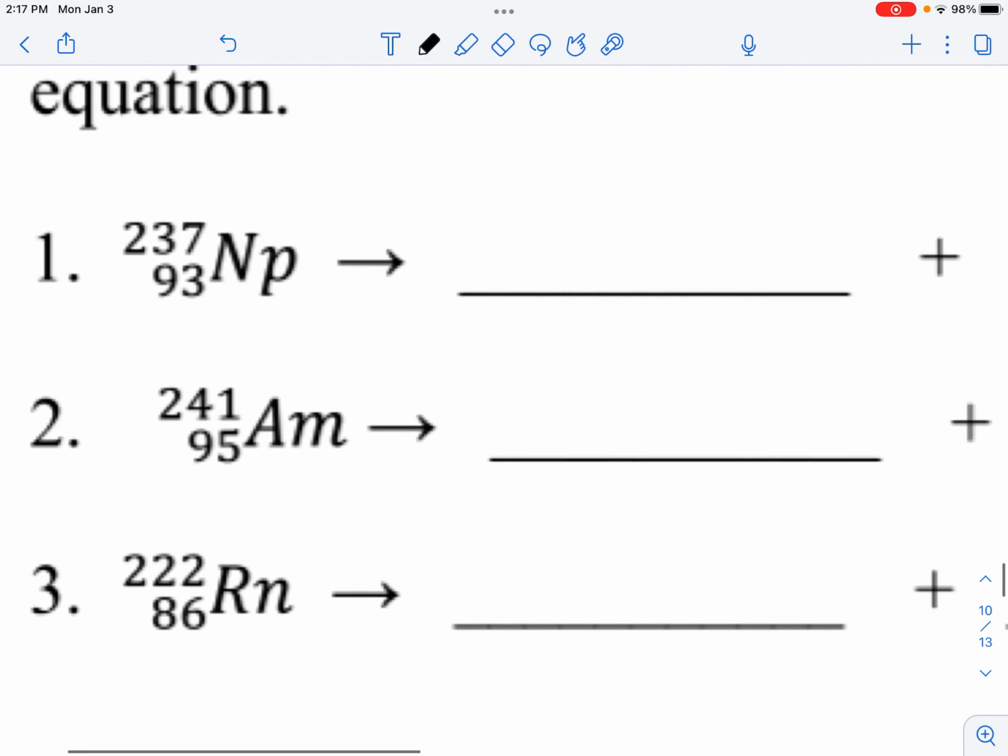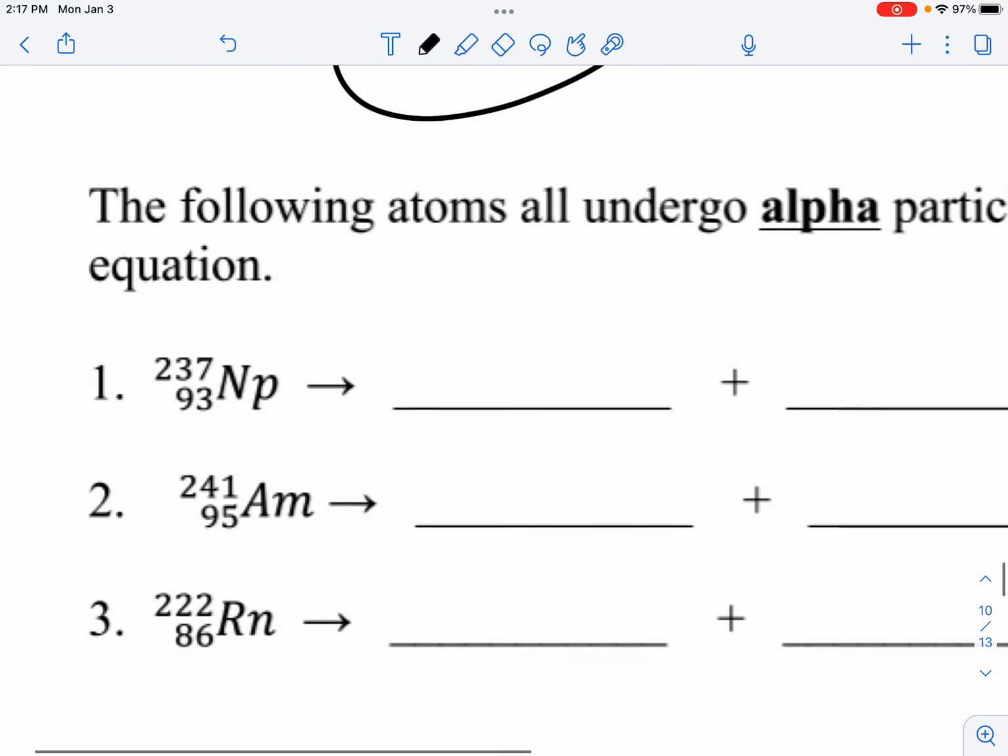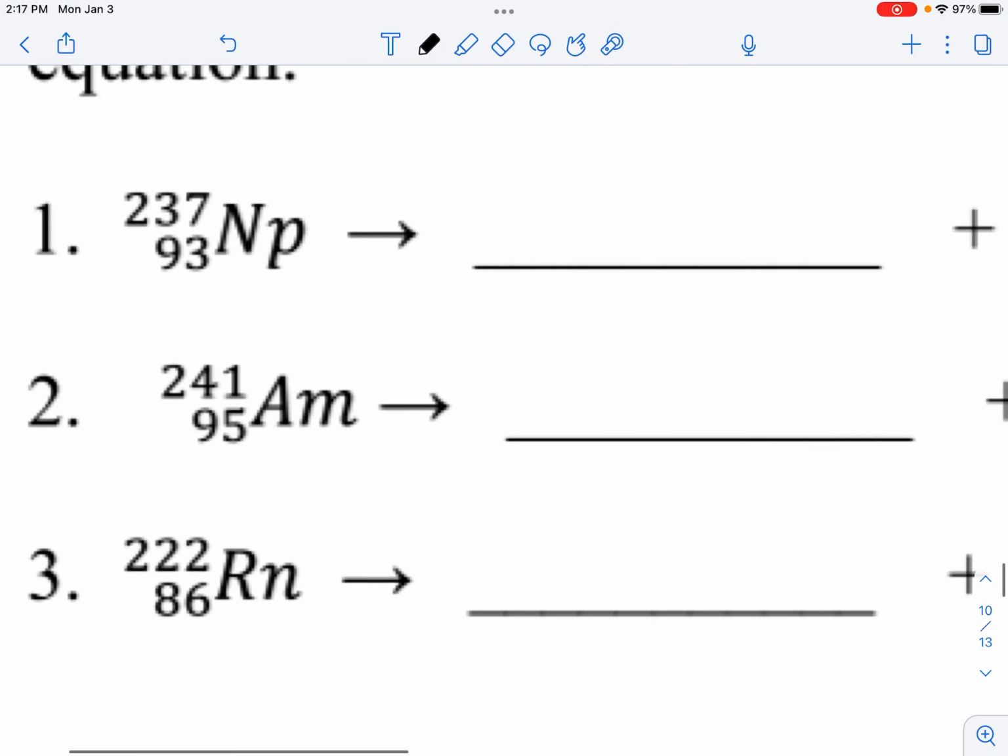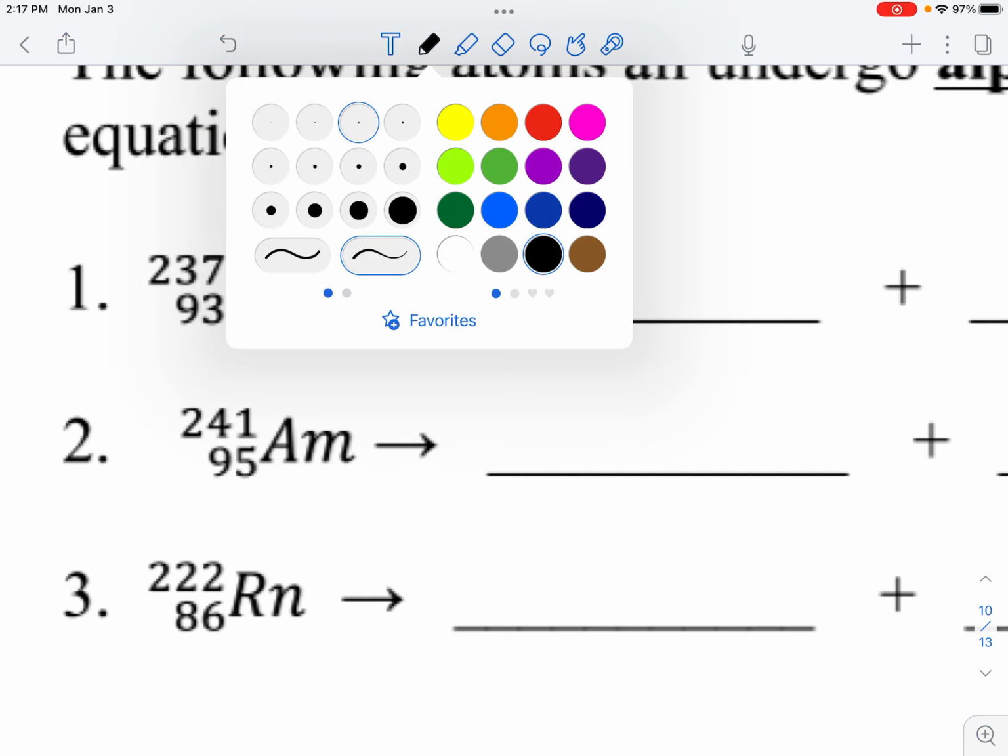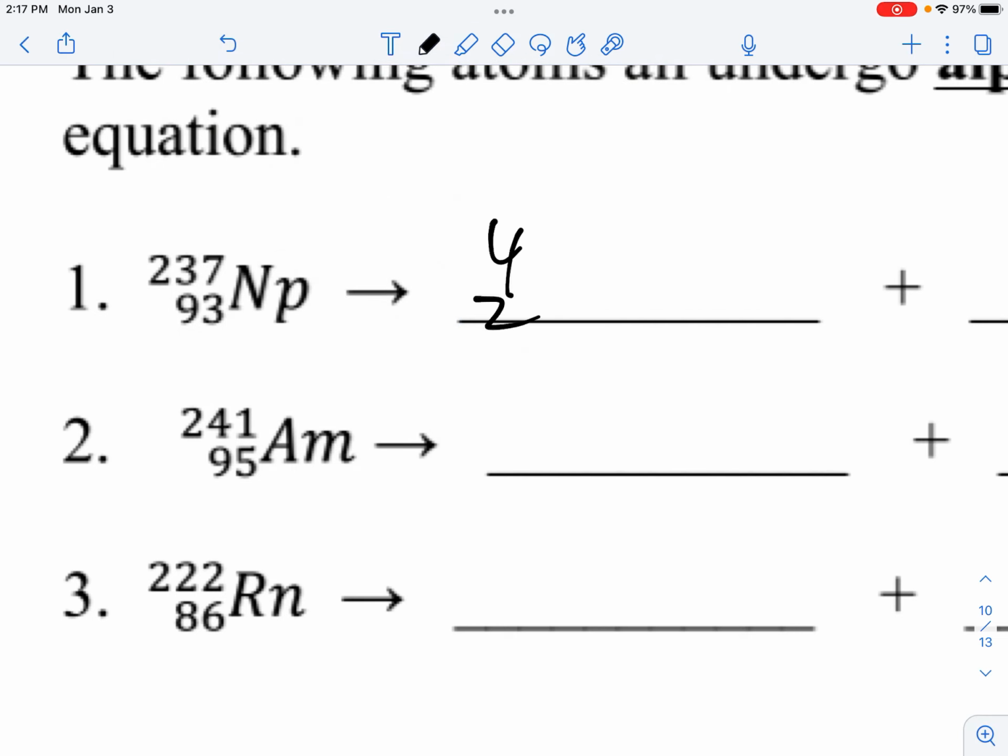So let's take a look at this guy here. 237,93 neptunium, and it says it undergoes an alpha decay. So what did I say? Every time you undergo alpha, you have to do the following. You have to kick off a 4, and you have to kick off a 2, and you have to put an He. That's an alpha particle. Right? Sometimes in other texts you might see it as 4,2 alpha. You might just see it because it's tough to show both of the numbers.